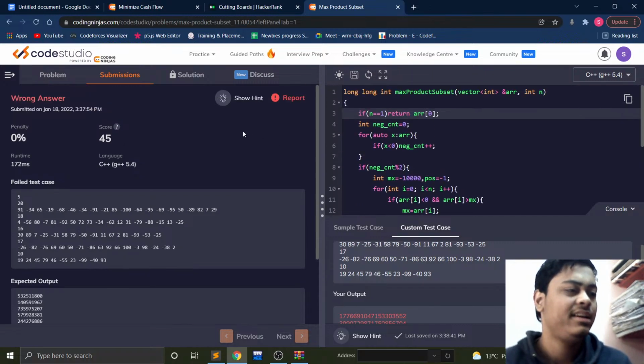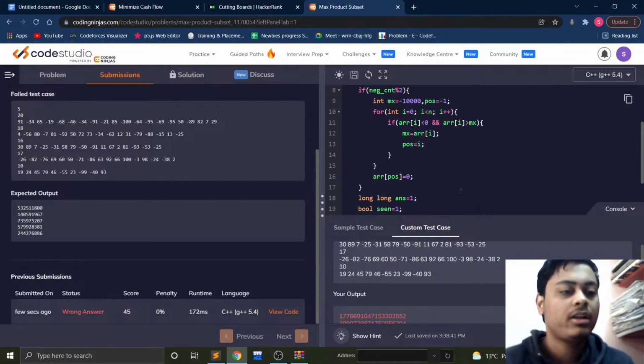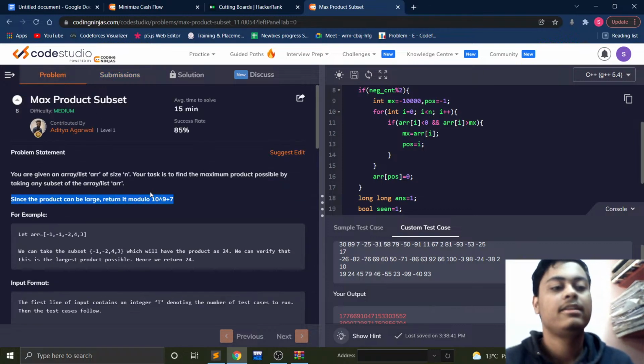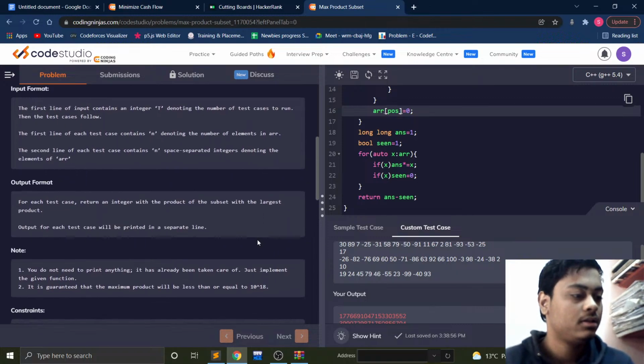Should I use unsigned? Am I not taking mod here? Am I required to take mod? Yes, I am required. Mistake again, because it was mentioned here.